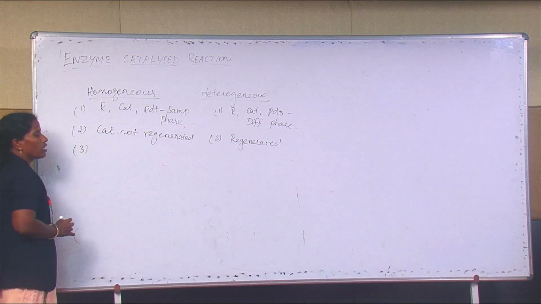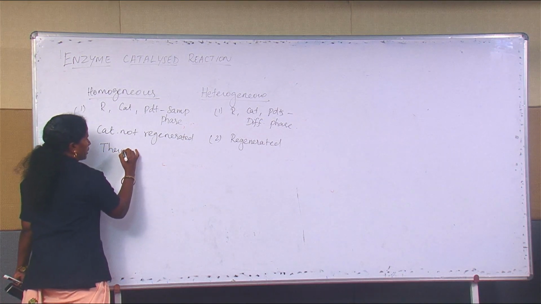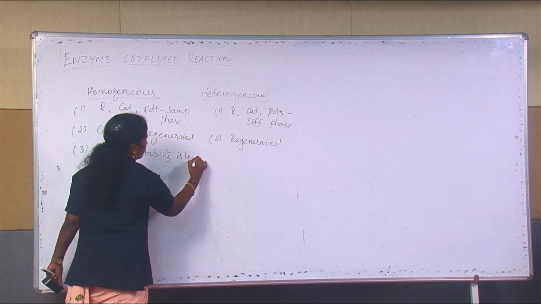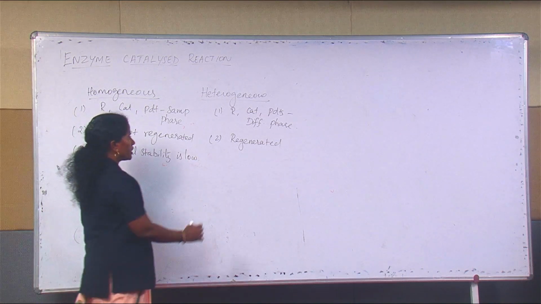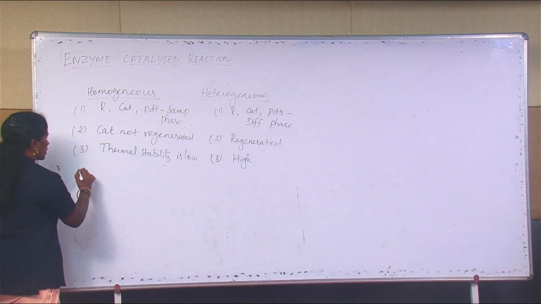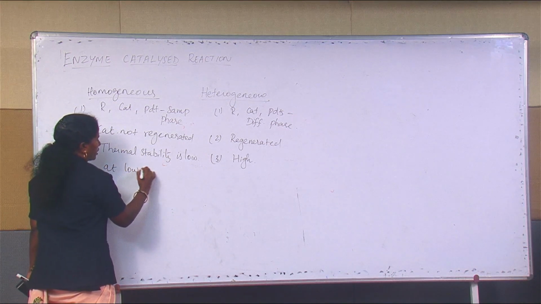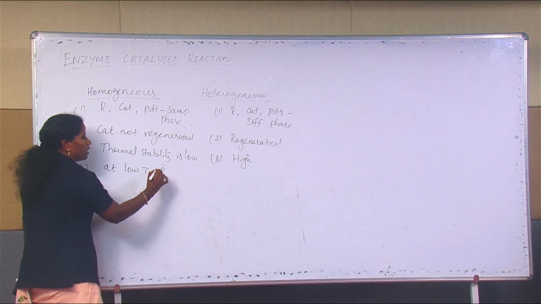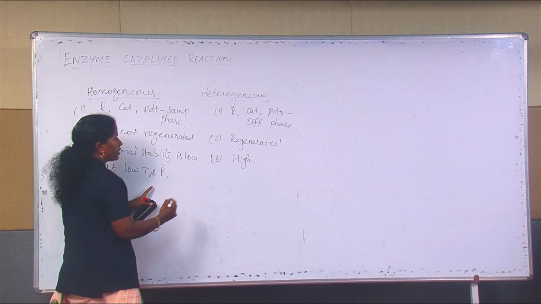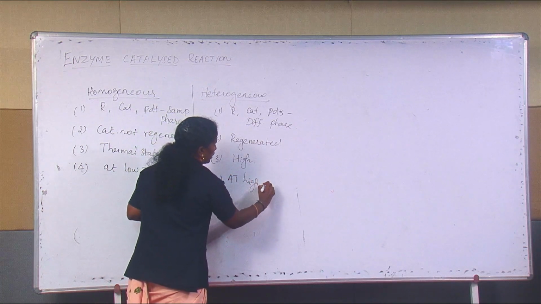The third difference is thermal stability. The thermal stability of the homogeneous catalyst is low, whereas the thermal stability of the heterogeneous catalyst is high. Homogeneous catalyst reactions are carried out at low temperature and pressure, whereas heterogeneous catalyst reactions are carried out at high temperature and pressure.